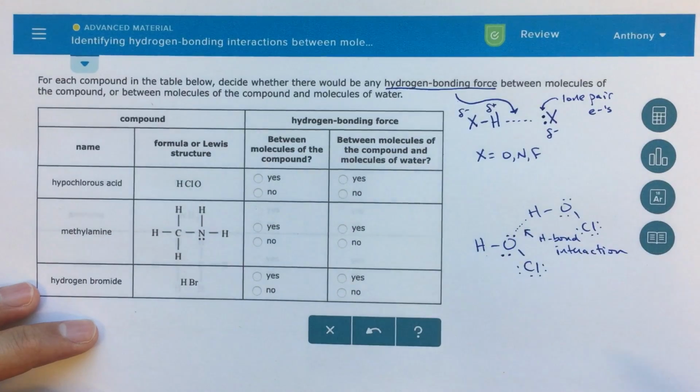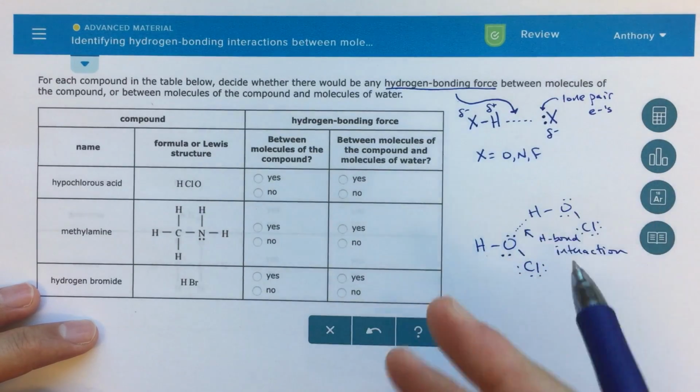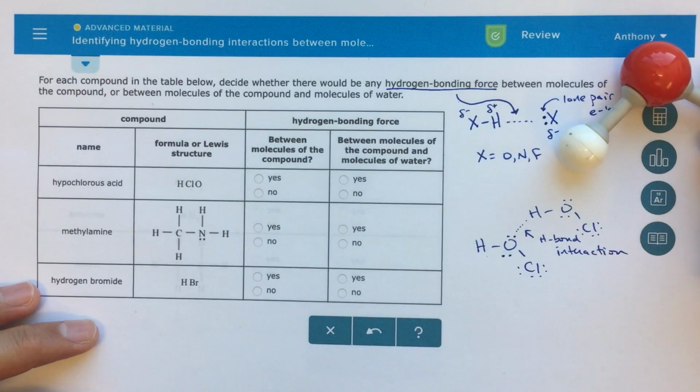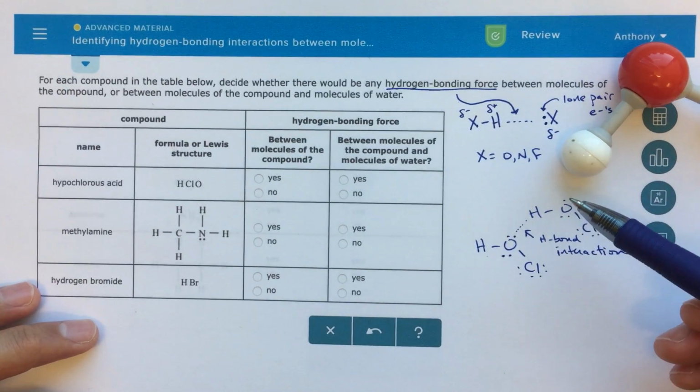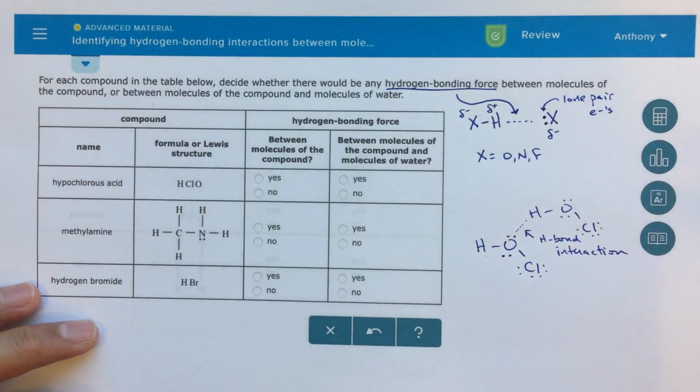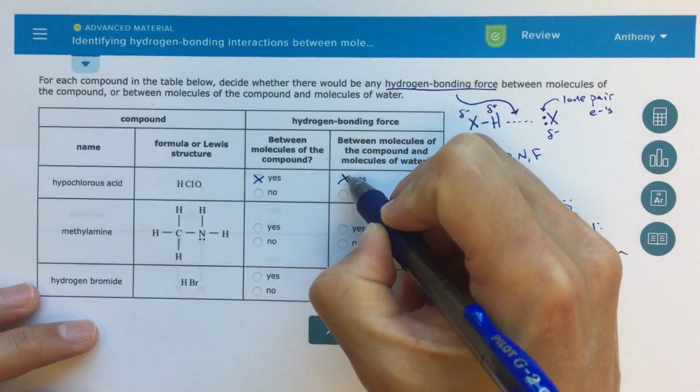So this right here, that attraction, that can be set up and we can have that hydrogen bond. Furthermore, if I've got a water molecule, again, that water molecule could do the same sort of interaction. I'm not going to draw that. Maybe we'll just use this model here. So from this hydrogen here to this oxygen, that would be another hydrogen bonding attraction or force. So for this one, I'm going to say yes for both.